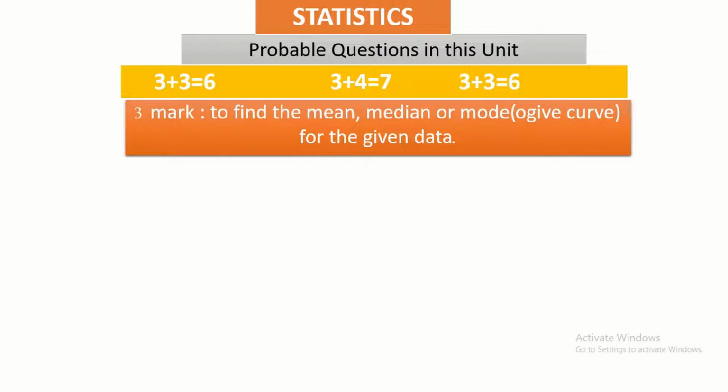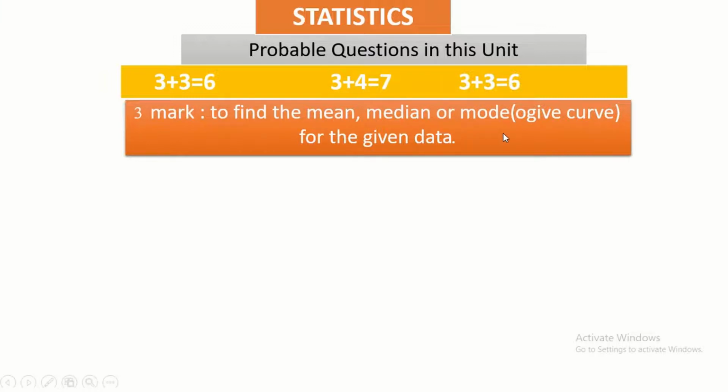So for 3 marks question they may ask to find out the mean, or it may be median, or it may be mode. An Ogive curve may also be given for a 3 marks question. So there are three types of questions. They give the data, and using the data you have to find out the mean, median and mode of the given data.